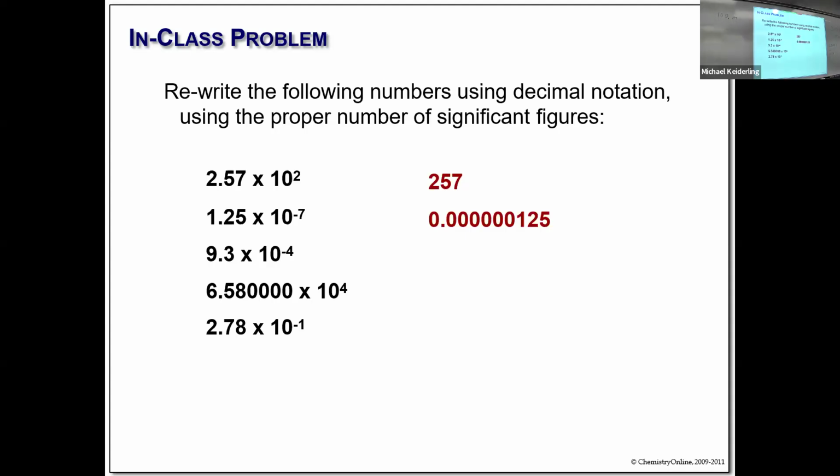9.3 times 10 to the minus 4. Again, we have to move the decimal place 4 places to the left to get back up to 0. So we have 0.00093. And here we have 6.580000 times 10 to the 4. Here we have to make sure we keep all of the significant figures. So we're going to move the decimal place 4 places to the right to get rid of the 10 to the 4. And we'll get 65,800.00. And then lastly, we have 2.78 times 10 to the minus 1. You'll have to move the decimal place 1 place to the left, and you'll get 0.278.